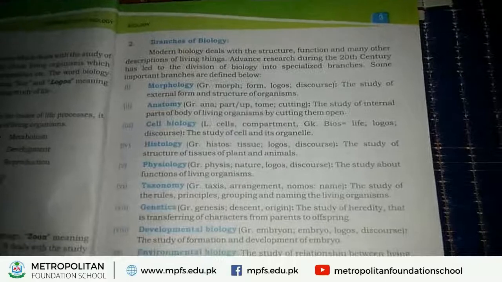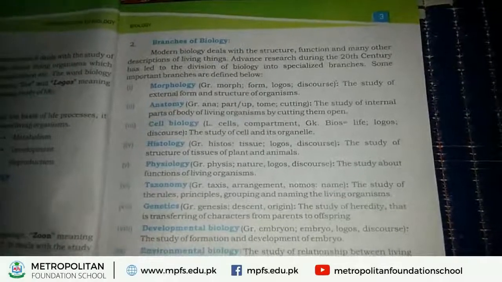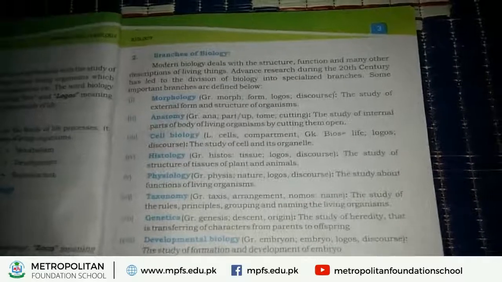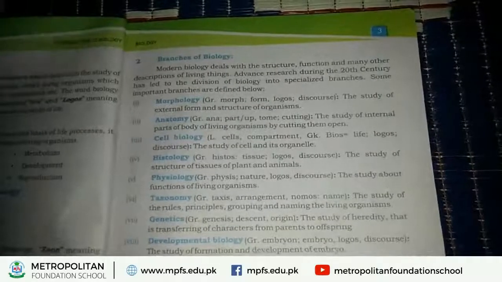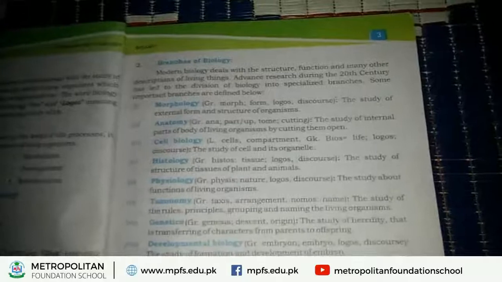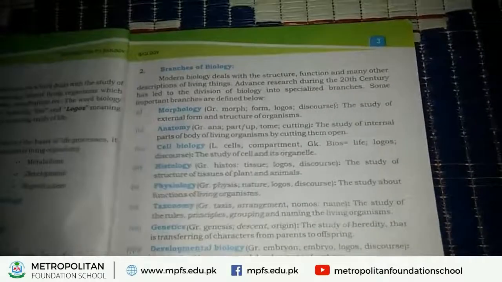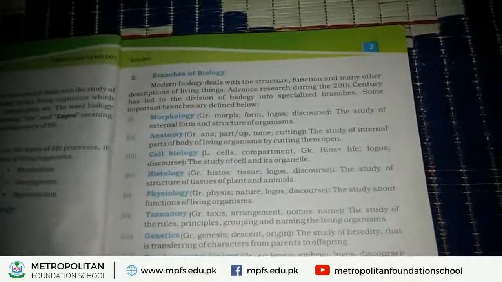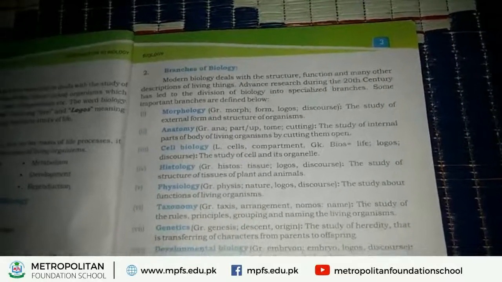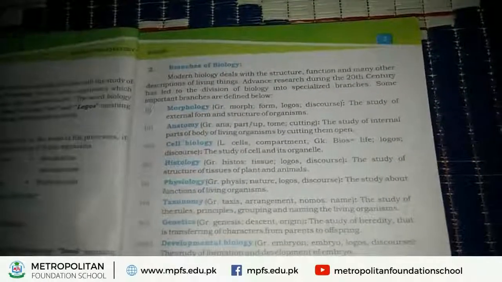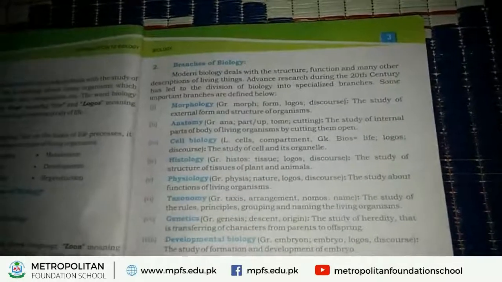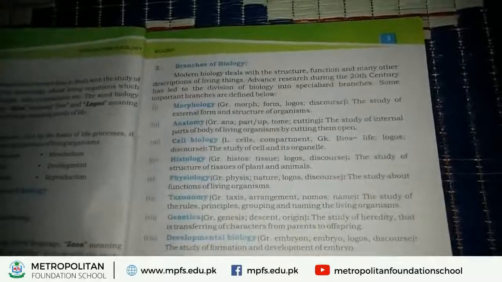Next, histology. In histology, we study about tissues. The word histos is a Greek word and it means tissues. That's why in histology we study tissues of plants and animals. In this branch we study tissues of plants and animals.